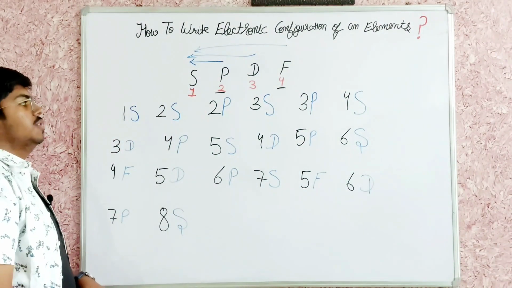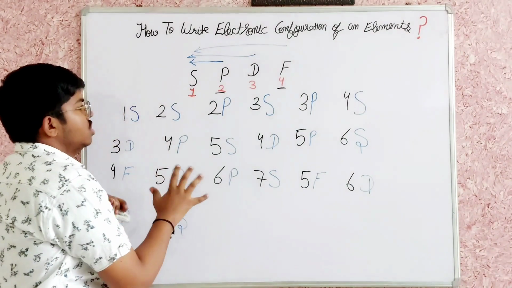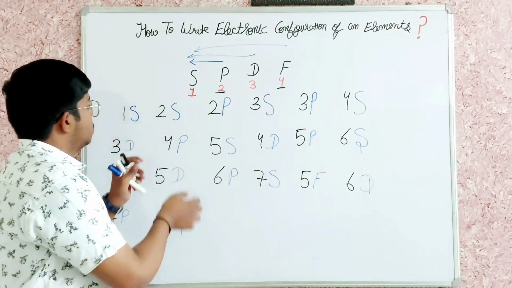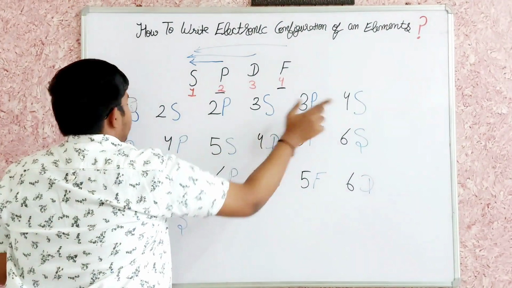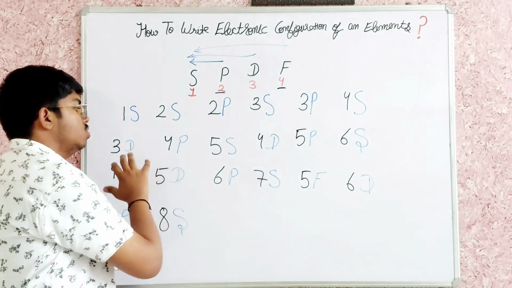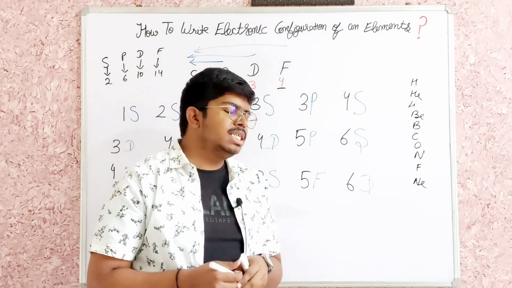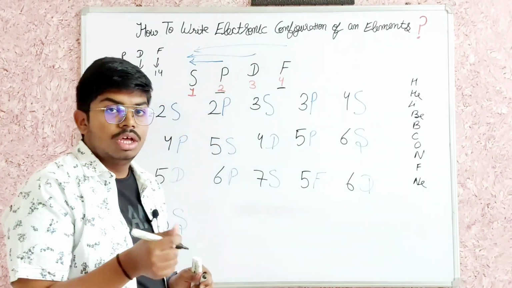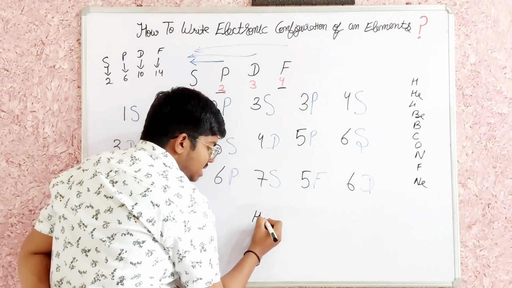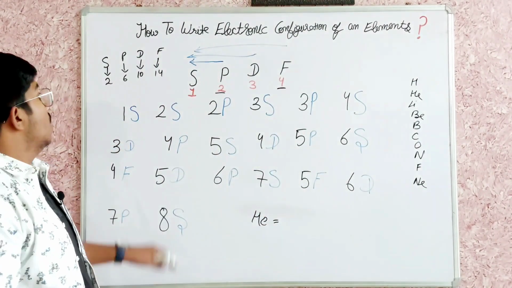Clear? So now we have the manner to write an electronic configuration: 1s, 2s, 2p, 3s, 3p, 4s. In this manner our orbitals get filled and you will be able to write electronic configuration. Let's write the electronic configuration of helium. Helium is at second place, and its electronic configuration is 1s.